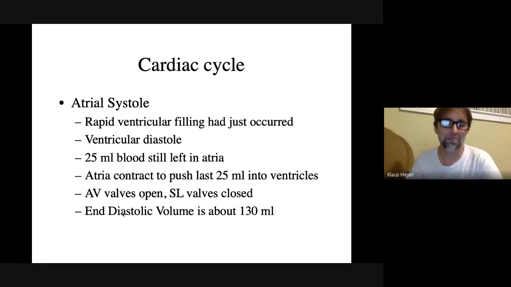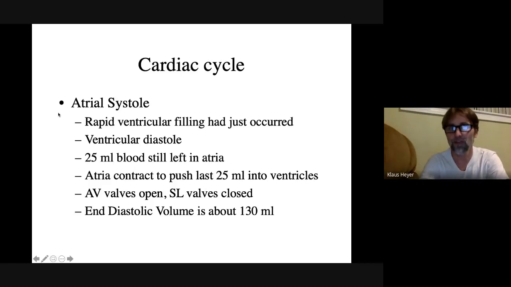It's never going to be exactly 130. That's just a number that your book gives, roughly, just to give you some idea. So it's not important that end diastolic volume is 130 mils. What's important is what end diastolic volume is. It's the amount of blood in the ventricles when they're relaxed. I know we're putting it here in atrial systole, but that's where it's appropriate, because right now the ventricles are relaxed.